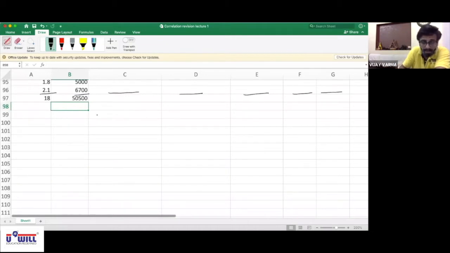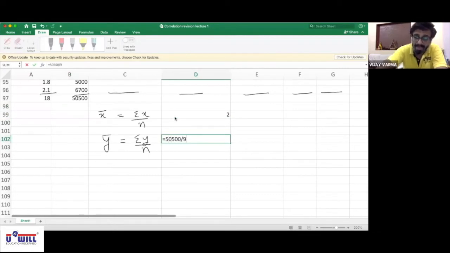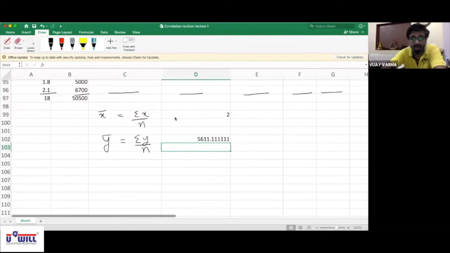Now x bar will be equal to sigma x upon n, and y bar will be equal to sigma y upon n. So in case of x bar, sigma x upon n means 18 divided by 9, that is 2. And in case of y bar, sigma y upon n means 50,500 divided by 9, that is 5611.11.